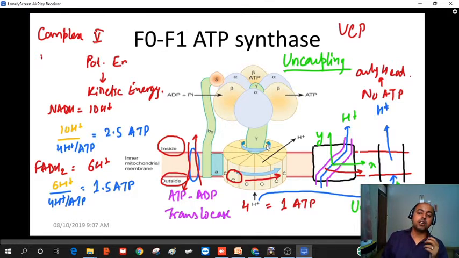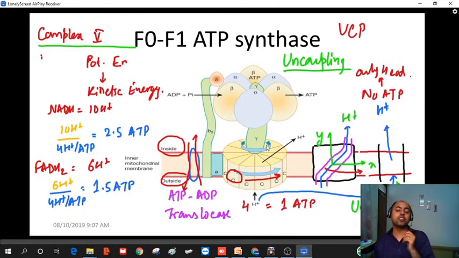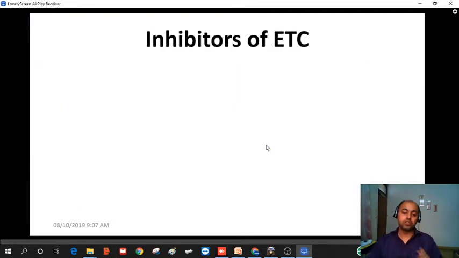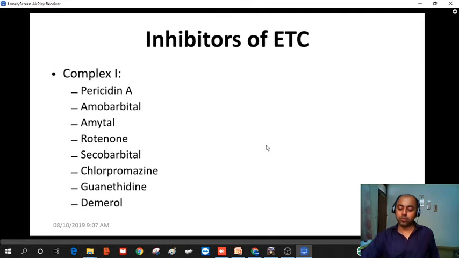So this is the basic information about the ATP synthesis by the F0F1 particle, also known as complex 5 or the ATP synthase particle. At this point, let us quickly take a look at the inhibitors of the different complexes that we have talked about till now. The inhibitors of the different complexes of the electron transport chain. Here I'll repeat, you must know the name of the complexes also. The numbers are not enough. Inhibitors of complex 1, please note them down.